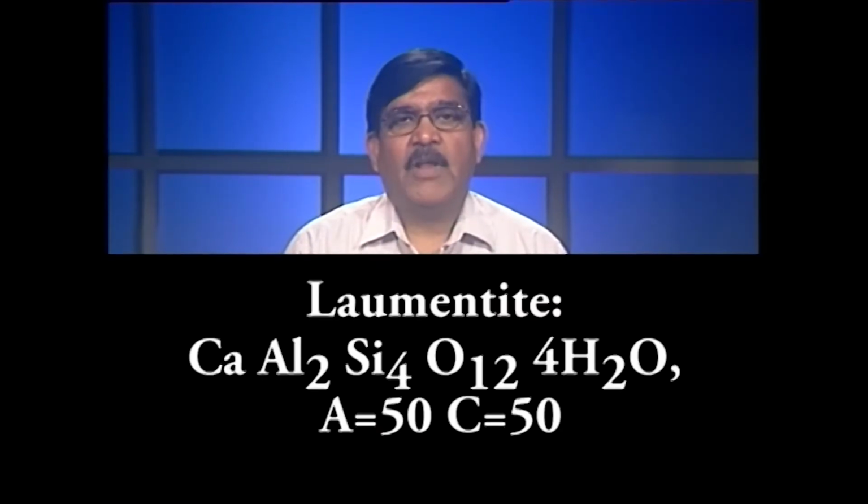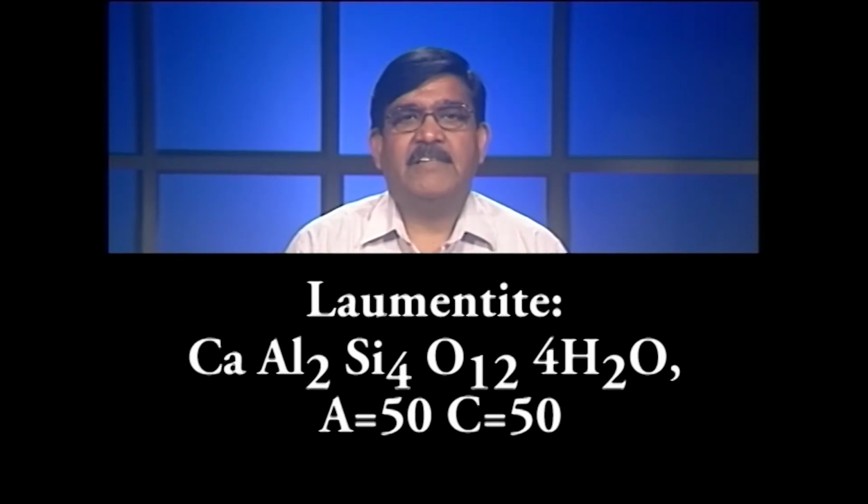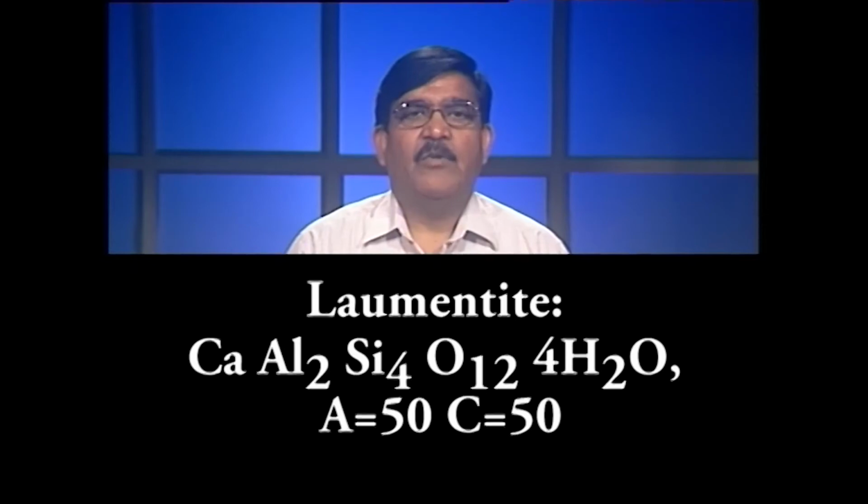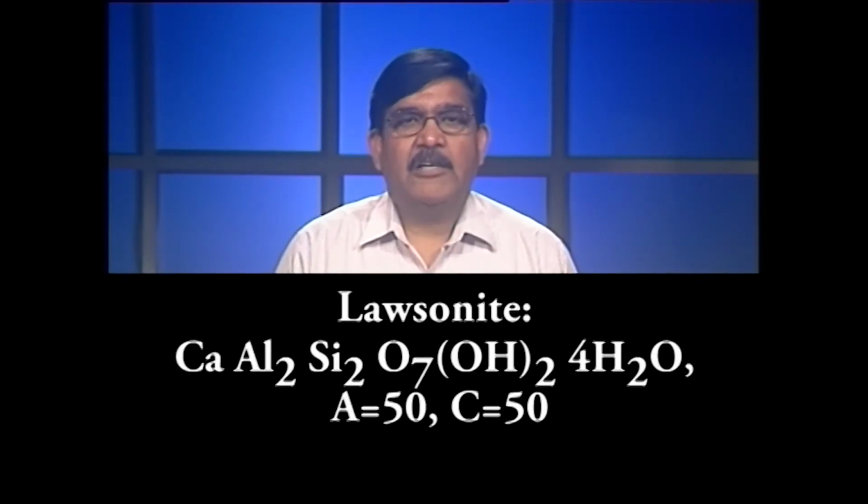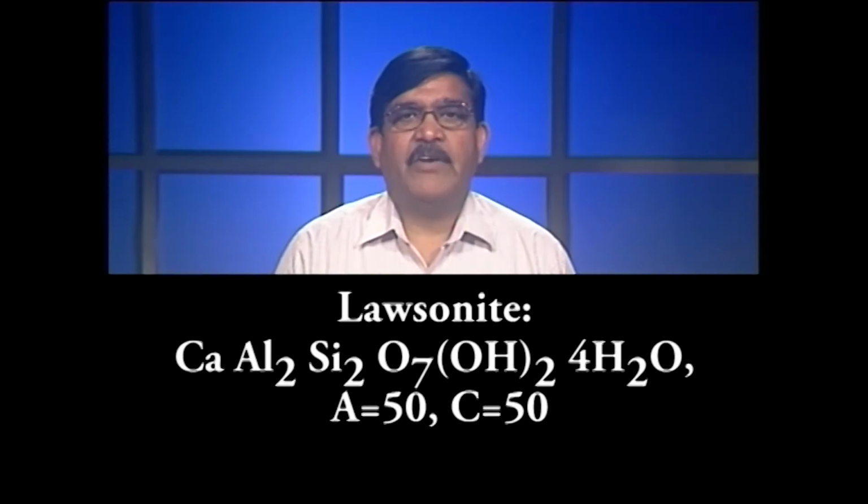The next formula is laumontite, CaAl2 Si4 O12 4H2O, A equal to 50 and C equal to 50 and F equal to 0. Lawsonite, CaAl2 Si2 O7 (OH) twice and H2O. Therefore, the value of A equal to 50, C equal to 50 and F equal to 0%.